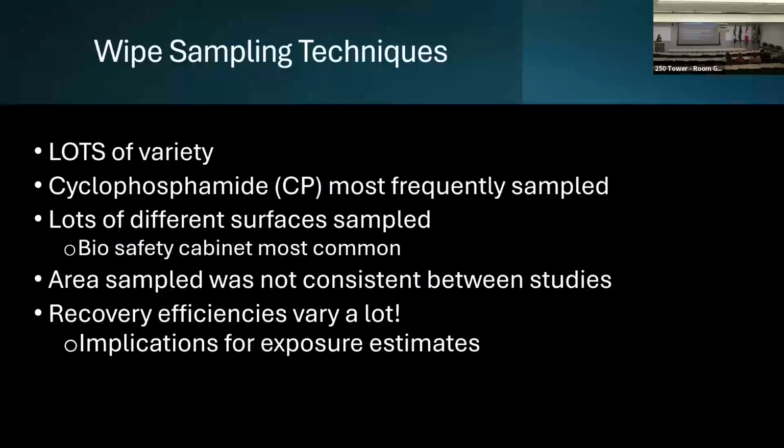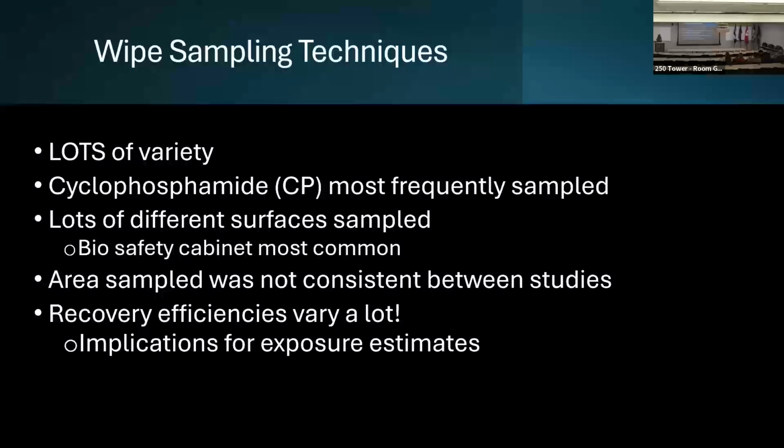So in terms of the wipe sampling techniques that were observed across all of these different studies, there's lots of variety. Cyclophosphamide was the most frequently sampled, and that's because it's pretty stable on surfaces, so it's easier to discount the idea of a drug being volatile on a surface and the surface contamination not relating to what was actually there at the time. It makes it easier to sample for, is what I'm trying to say.